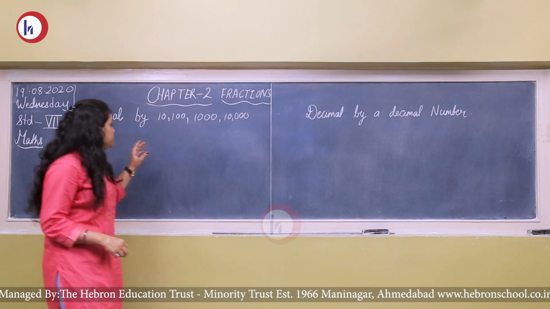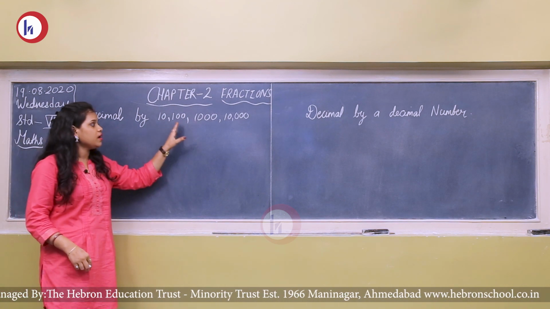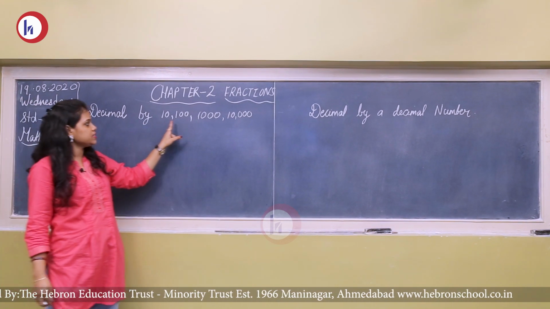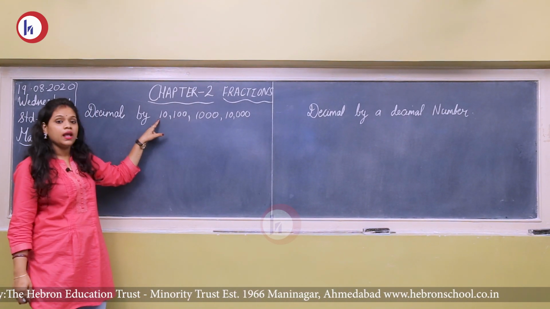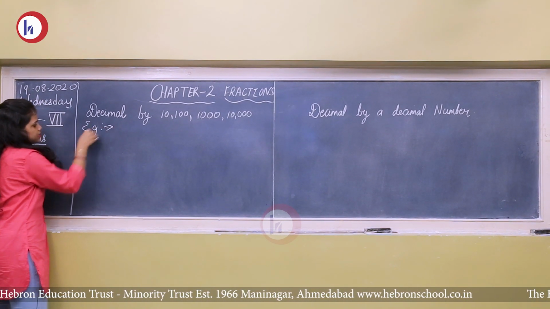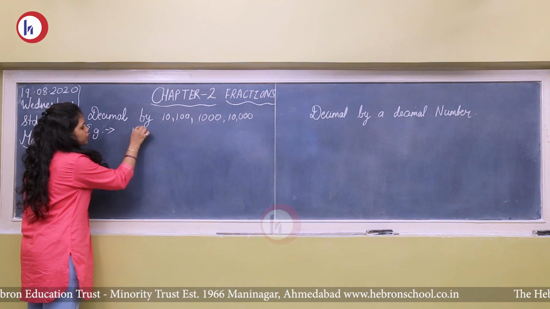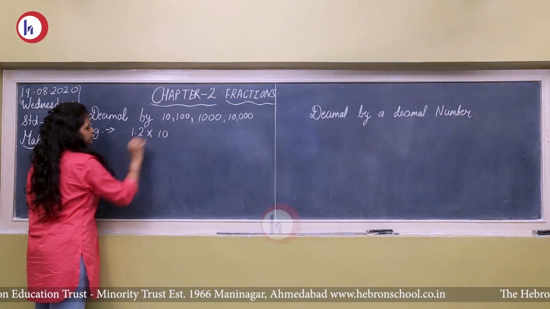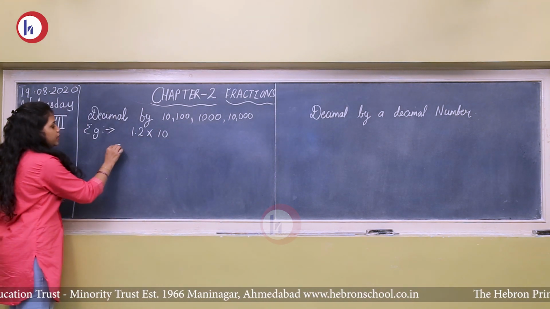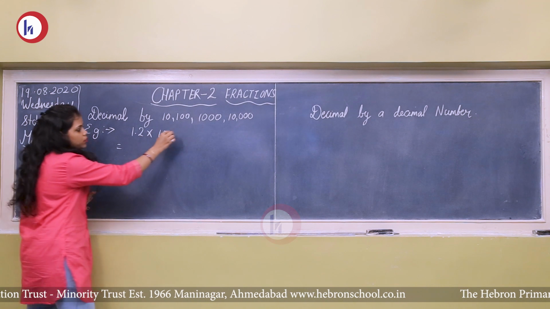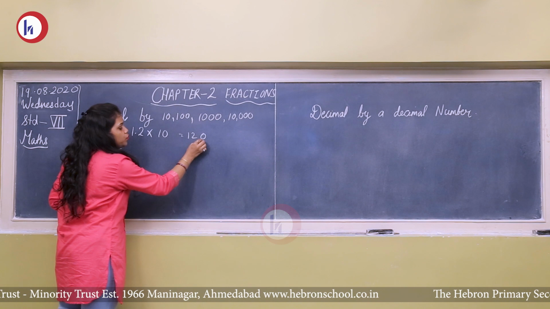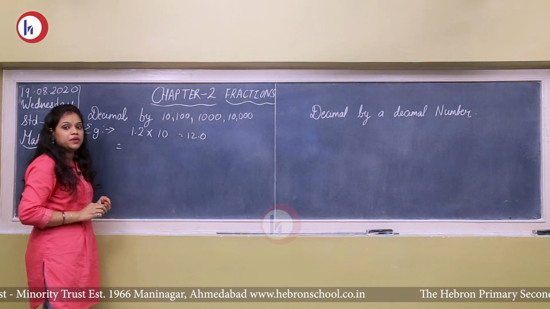Now let's see how we do multiplication of a decimal by 10, 100, 1000 and 10,000. Here I have taken 10, 100, 1000, 10,000, that means 1 and the zeros. So how are we going to multiply a decimal with these numbers? Suppose let's take 1.2 multiplied by 10. You can normally multiply and find the answer, that's okay. Multiply 12 by 10, the answer will be 120. Then there is 1 place after the decimal, so you put the decimal from the units place, and your answer will be 12.